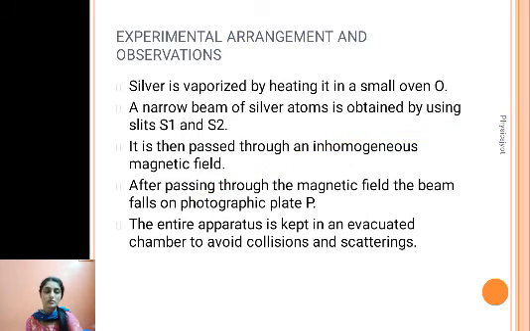So silver is vaporized by heating it in a small oven O. A narrow beam of silver atoms is obtained by using slits S1 and S2. It is then passed through an inhomogeneous magnetic field, and after passing through the magnetic field, the beam falls on the photographic plate. This entire apparatus is kept in an evacuated chamber to avoid collisions and scattering.